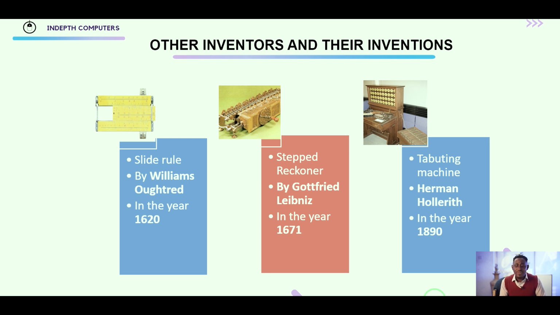And then there were different devices. There's the stepped reckoner by Godfrey that was invented in 1671. There's also the tabulating machine that was invented by Herman Hollerith. There are different devices actually. There are so many scientists that came up with different ideas that people used for a while but didn't stand the test of time, because technology keeps advancing each and every day.